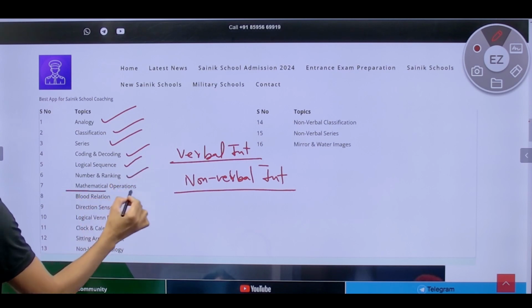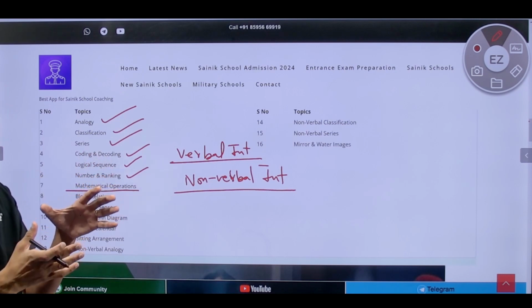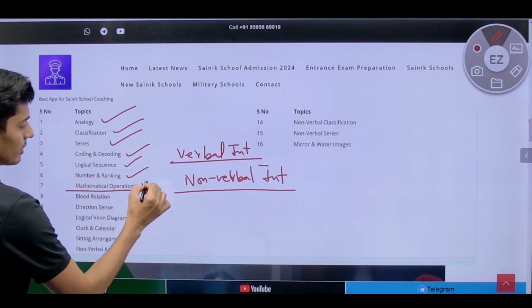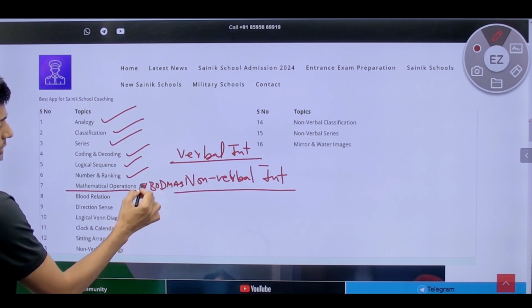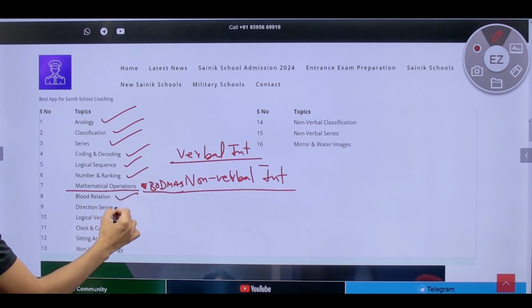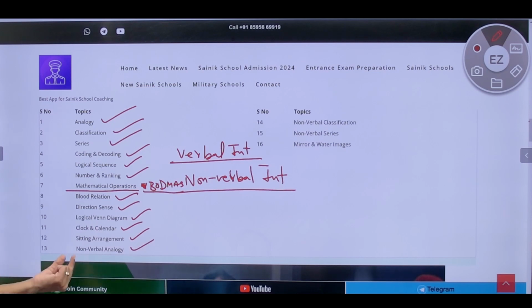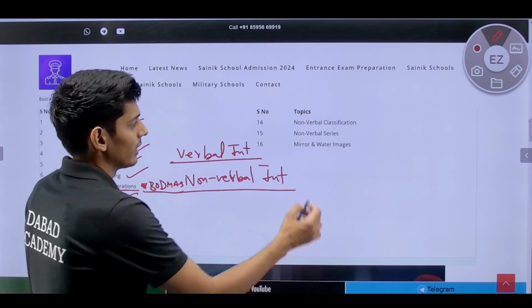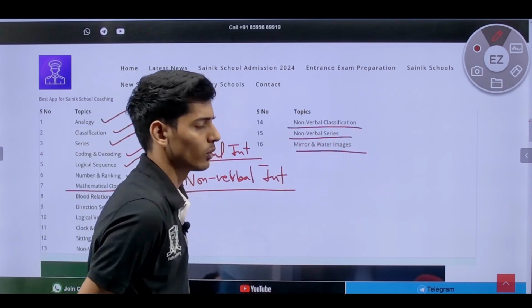Then you have mathematical operations. Mathematical operations is just a subset of VBODMAS. So it is not something different. Rather, I would suggest to remove this V. So the questions are based on BODMAS, blood relations, direction sense, logical Venn diagram, clock and calendar, seating arrangement, non-verbal analogy. So from chapter number 13 onwards, we have non-verbal analogy. Then you have non-verbal classification, series, mirror and water images.